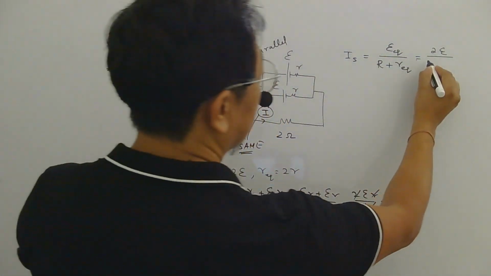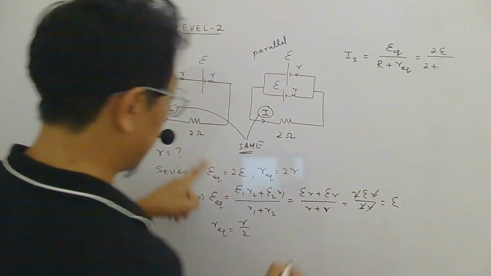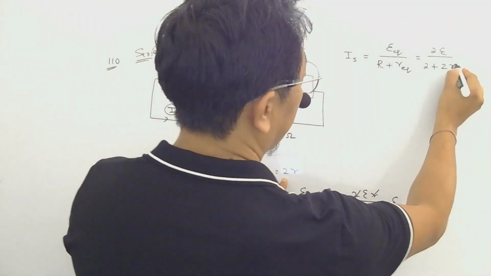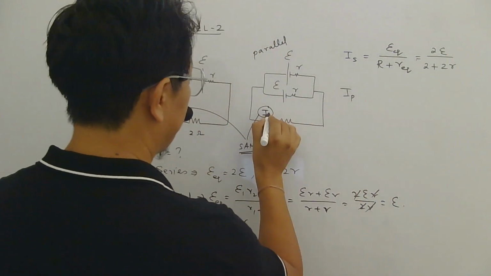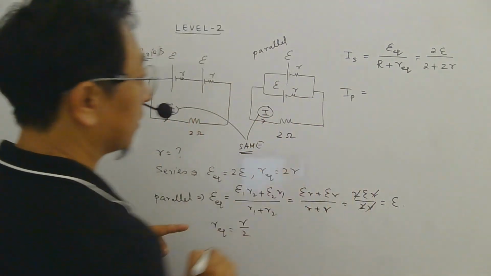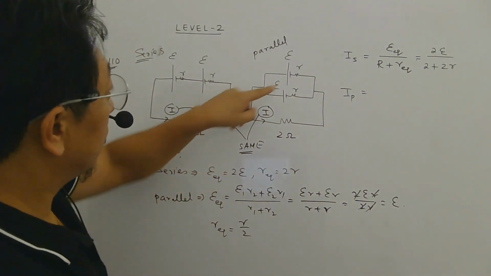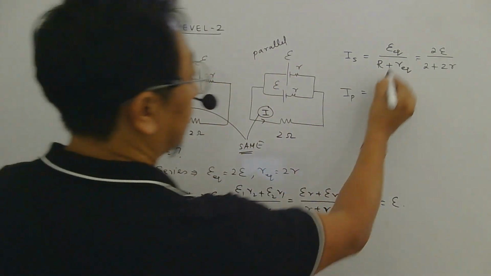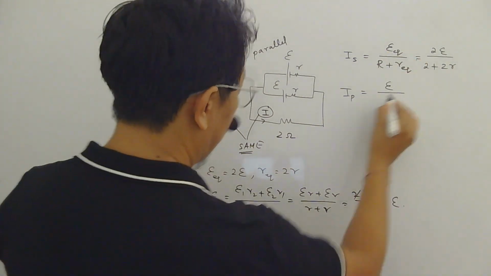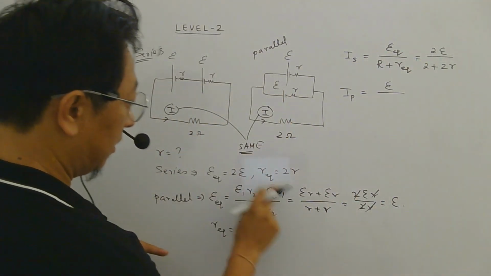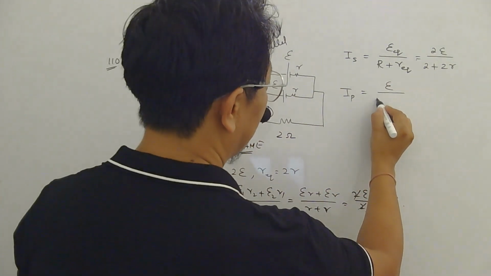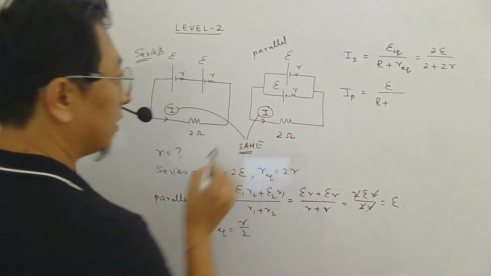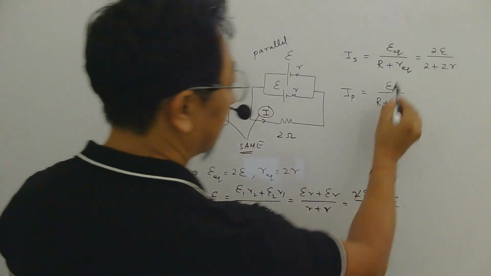External resistance is 2. Internal resistance is 2R. Then in parallel, what will be the current here? This parallel current. So here equivalent EMF is E itself, right? E and E in parallel will give you E itself, remember. Divided by external resistance is same. Equivalent internal resistance is R by 2.